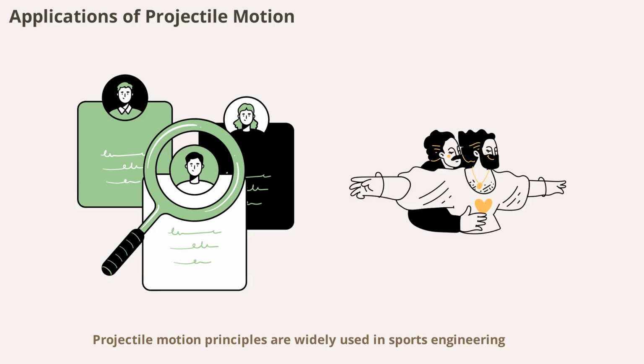Projectile motion principles are widely used in sports, engineering, and even in predicting the paths of fireworks. By understanding the equations and factors affecting projectile motion, we can design better equipment, improve safety, and achieve more accurate results in various fields.